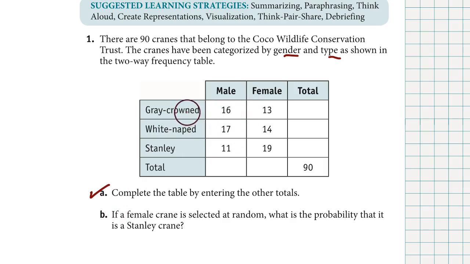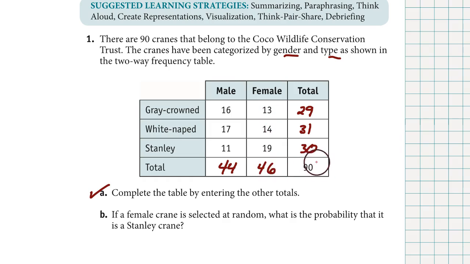So the total number of gray-crowned cranes can be found by adding the 16 and 13. That's 29. The total number of white-naped cranes can be found by adding 17 and 14. That makes 31. The total number of Stanley cranes is 11 plus 19, which is 30. We can also find totals in the columns. For example, the total number of male cranes can be found by adding up this column. This makes 44. And the total number of female cranes is 46.